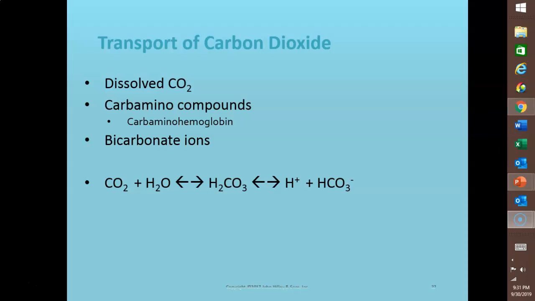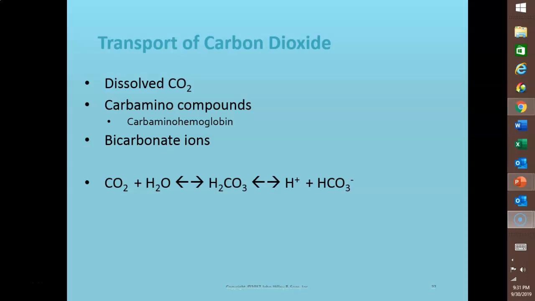So hemoglobin that's bound to CO2 is termed carbaminohemoglobin. Don't you love it when the terms make sense? The formation of carbaminohemoglobin is influenced greatly by the partial pressure of CO2.